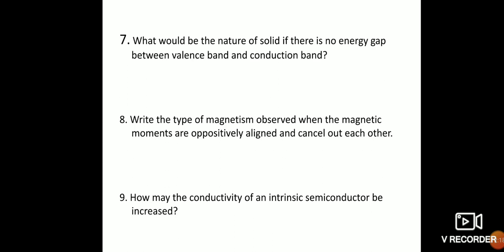Question number 9. How may the conductivity of an intrinsic semiconductor be increased? Means how can you increase the conductivity of intrinsic semiconductors like silicon or germanium? Right answer is by doping.